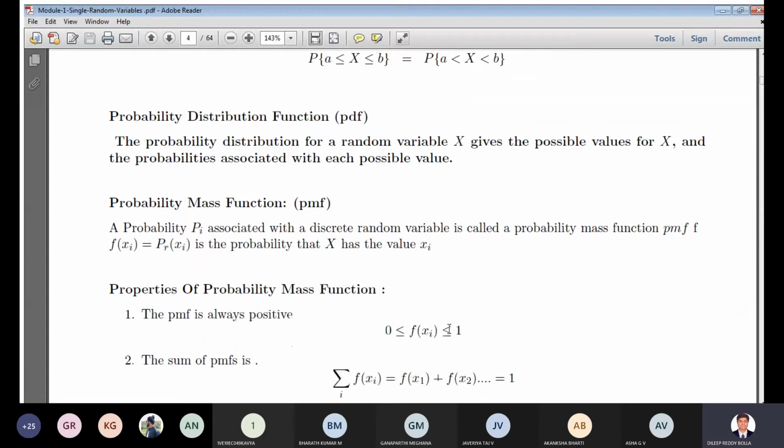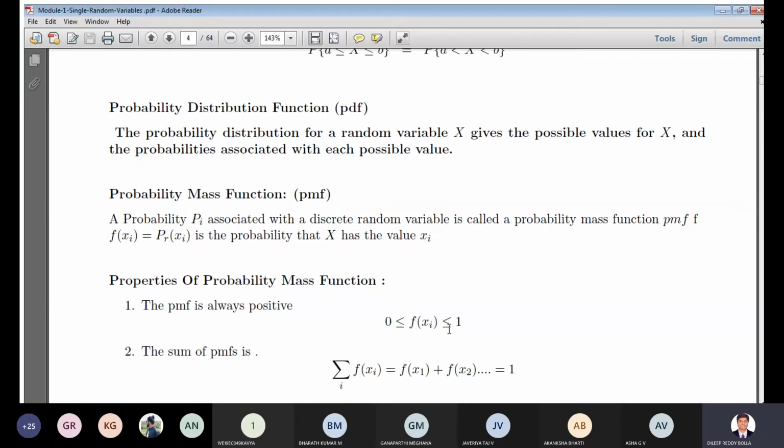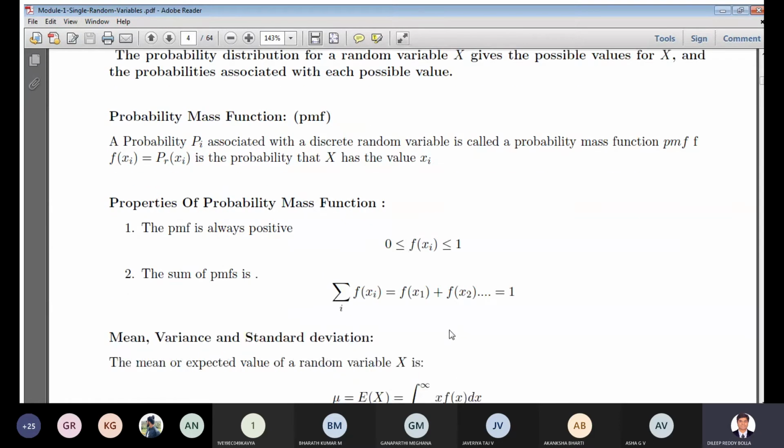Similarly, next one, PMF. Definitions, properties. Till now, how many questions you wrote? Properties of probability, types of random variables, then PDF, PDF, and what is that? PMF. Correct?